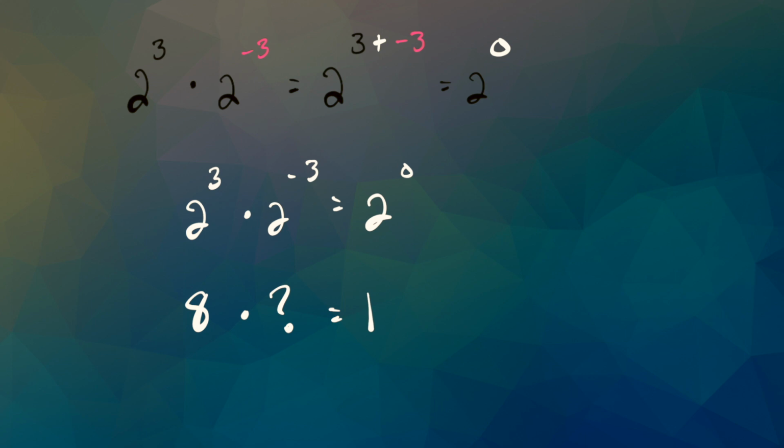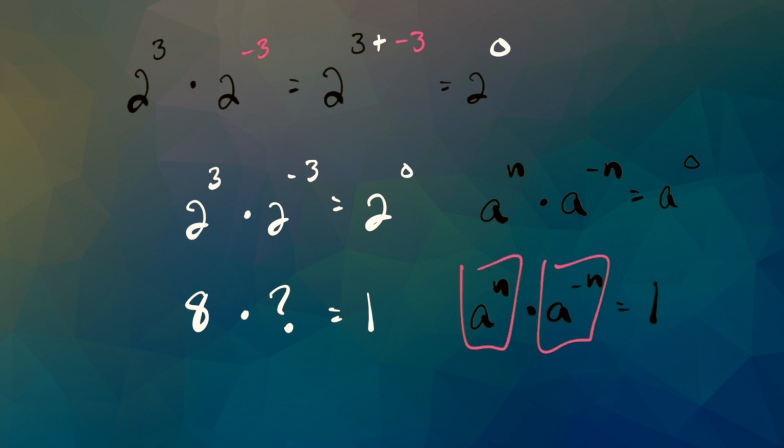In fact, we can state this even more generally. If we have some base, a to the n power, and we multiply it by a to the negative n power, we're always going to get a to the n plus negative n power, or a to the 0. But again, we already know what a to the 0 is. We can say that that's 1. What do we call it when we can multiply two numbers and get back 1? Think of some actual examples right now. What are two numbers you can multiply together to get back 1?